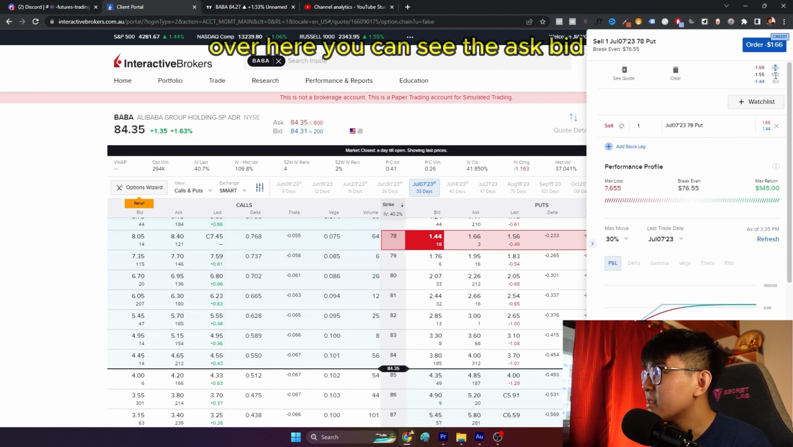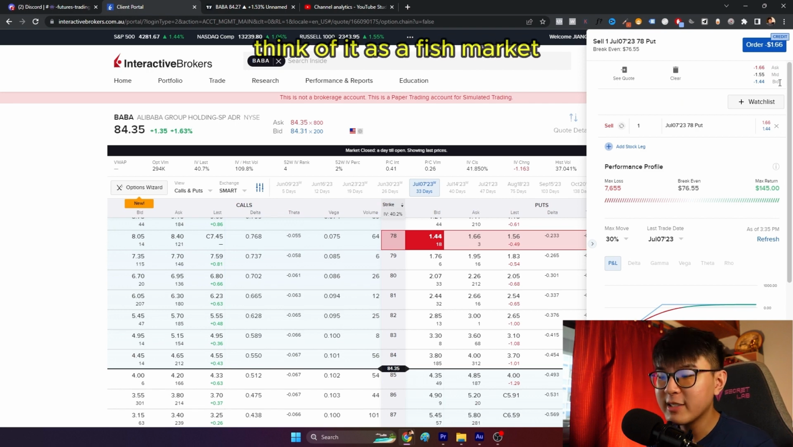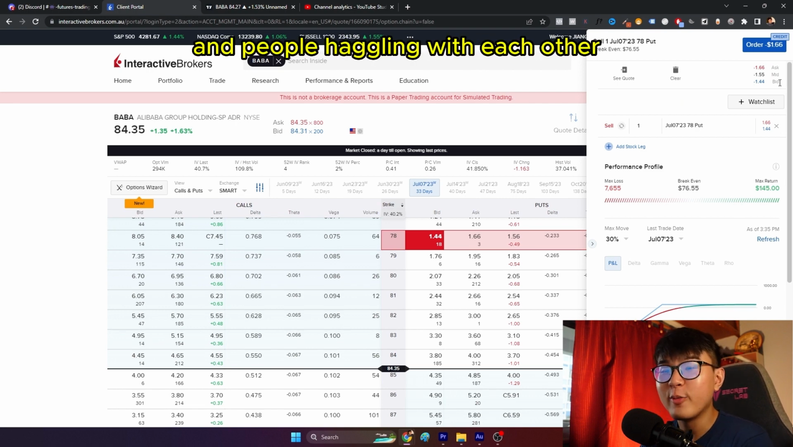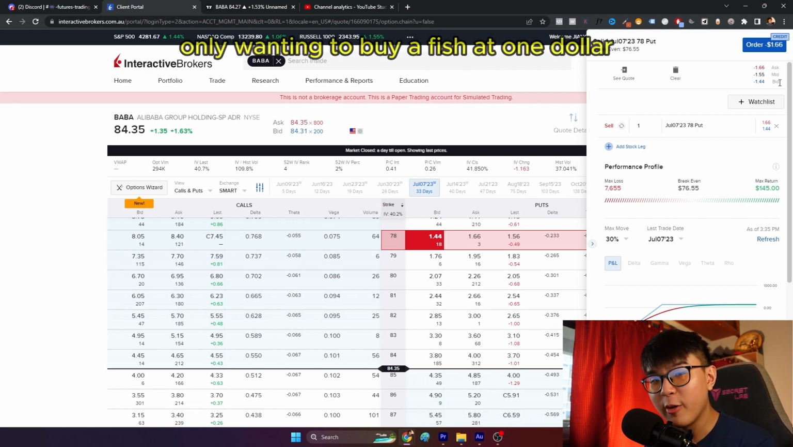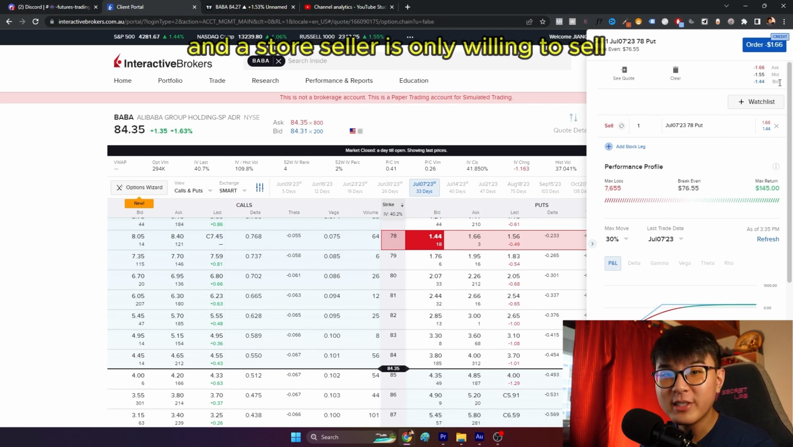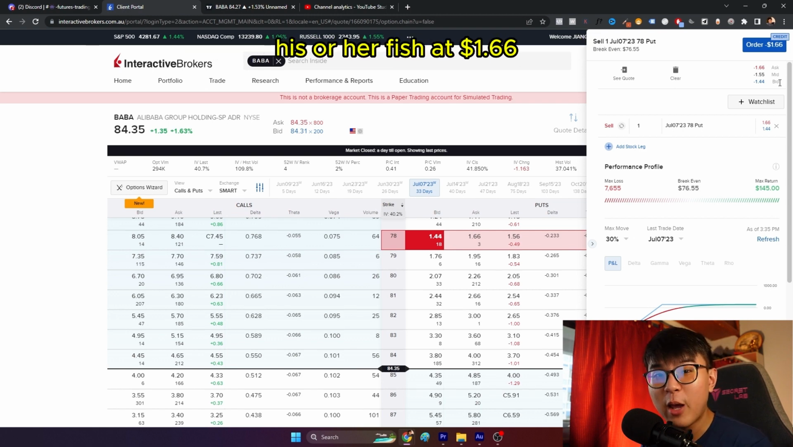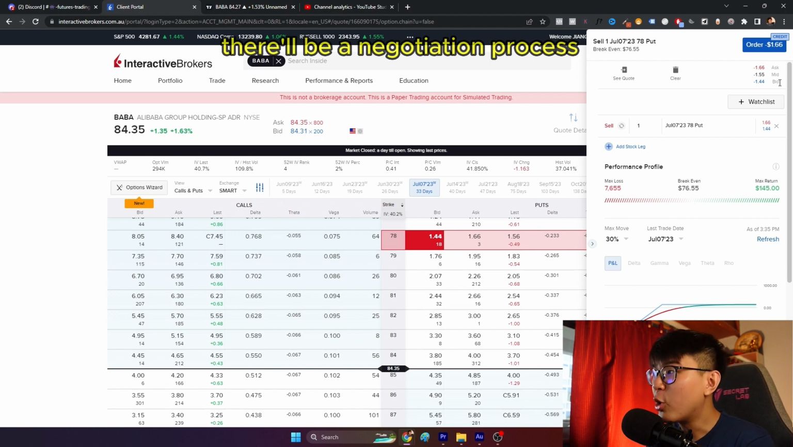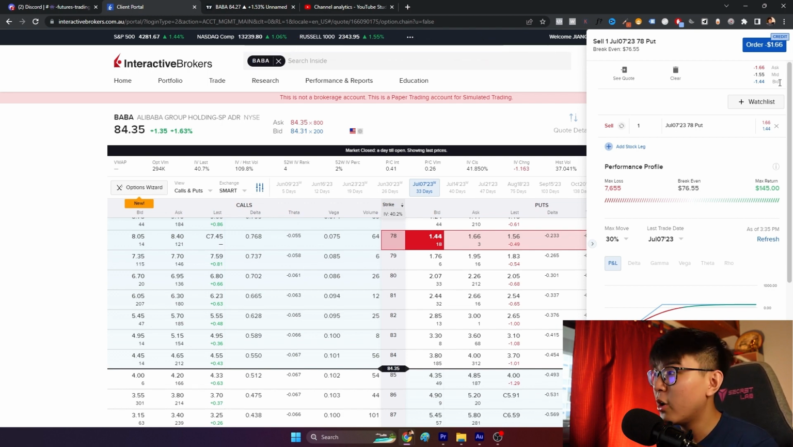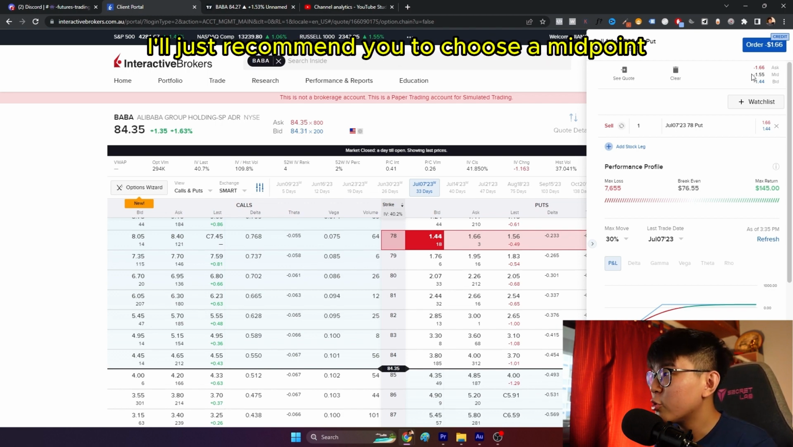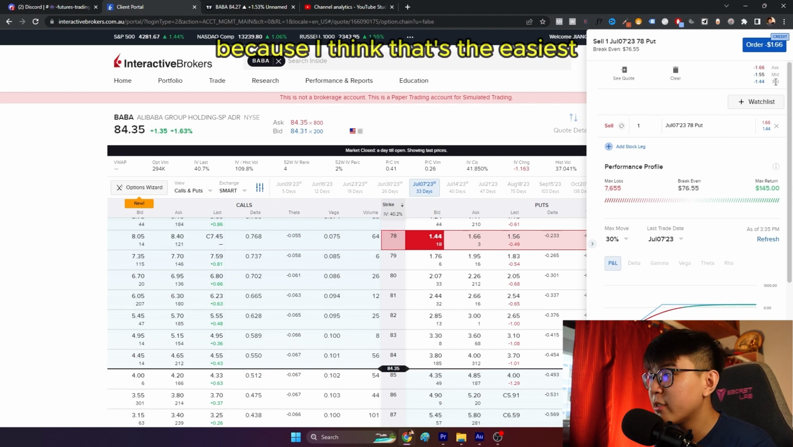Over here you can see the ask, bid and mid price. Think of it as a fish market and there are people haggling with each other. Imagine a person only wanting to buy a fish at $1.44 and the store seller is only willing to sell his or her fish at $1.66. There will be a negotiation process and this is all done digitally on the options chain. For beginners, I'll just recommend you to choose the midpoint because I think that's the easiest for most people.